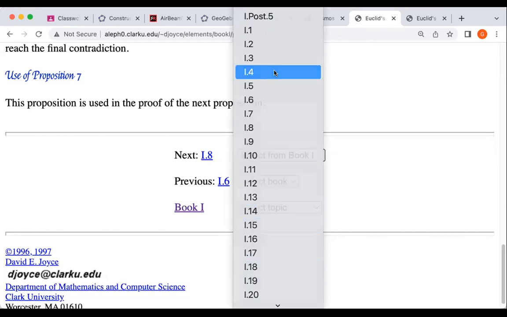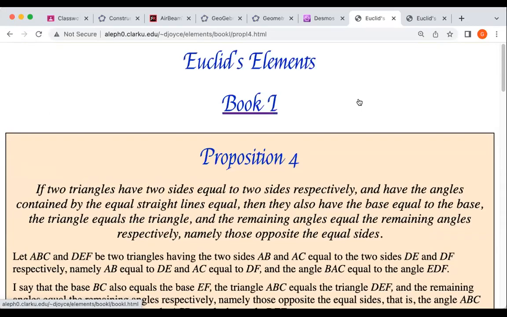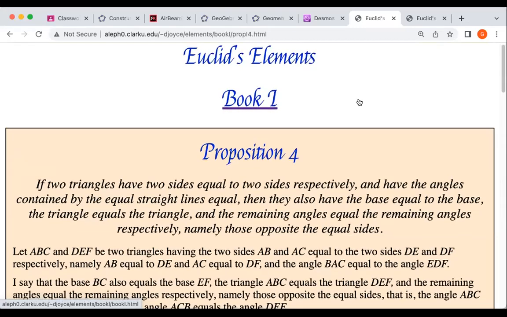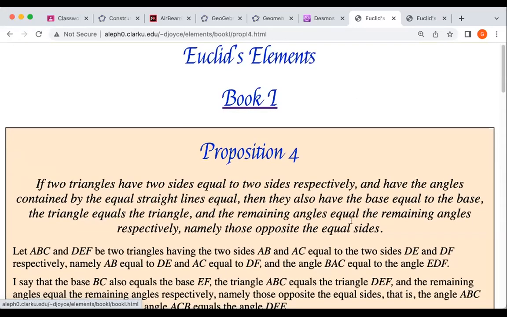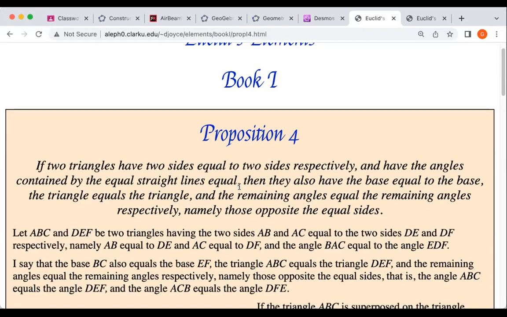I thought it was proposition 4 you were talking about, wasn't it? Yeah, proposition 4. If two triangles have two sides equal to two sides respectively and have the angles contained by their equal straight lines equal, then they also have, oh, it's funny. He doesn't just say they're congruent. He then jumps to the CPCTC piece. He says, then they also have base equal to base, the triangle equals the triangle, and the remaining angles equal the remaining angles respectively, namely opposite the equal sides.